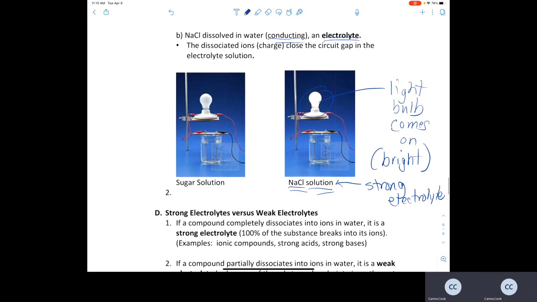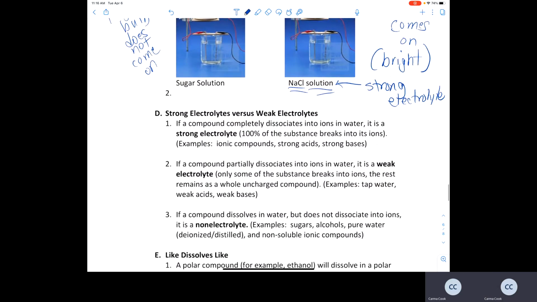A sugar solution with electrodes placed in it, the light bulb does not come on, because there are no free ions in solution, because the sugar does not contain ions. So therefore, a sugar solution can't conduct an electrical current. I mentioned that ionic compounds are strong electrolytes because they dissociate completely into ions in water.